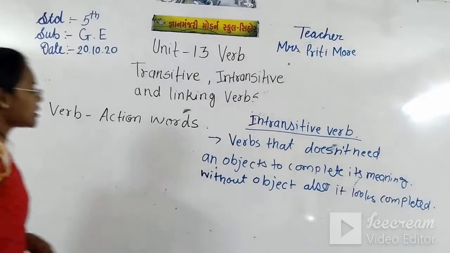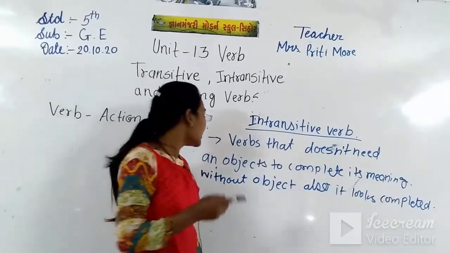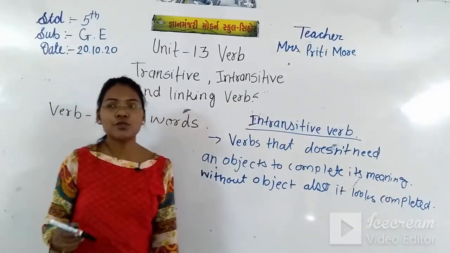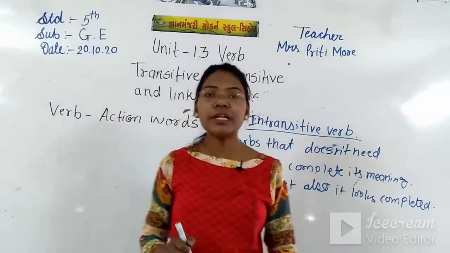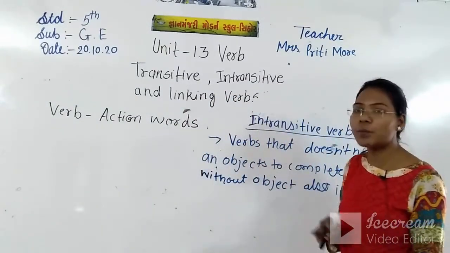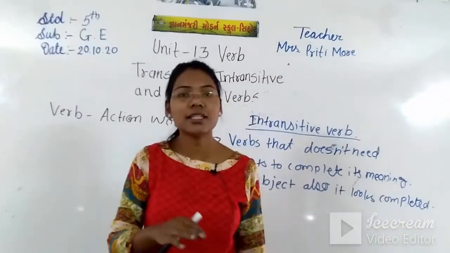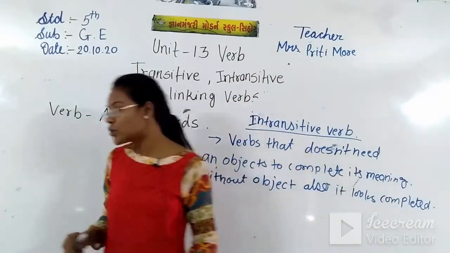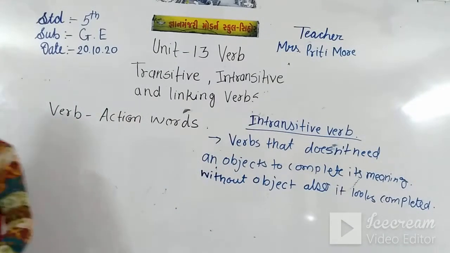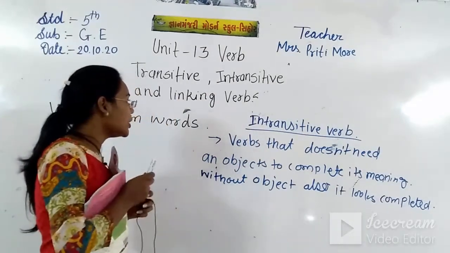So let's see some example of intransitive verb. Verb that doesn't need an object to complete its meaning. Without object also this sentence looks completed. इस सेंटेंस में इंट्रांजिटिव वर्ब में ऑब्जेक्ट की ज़रूरत नहीं होती है. विदाउट ऑब्जेक्ट भी ये सेंटेंस कंप्लीट लगता है. So let's see some example of intransitive verb. The example is there in your textbook.